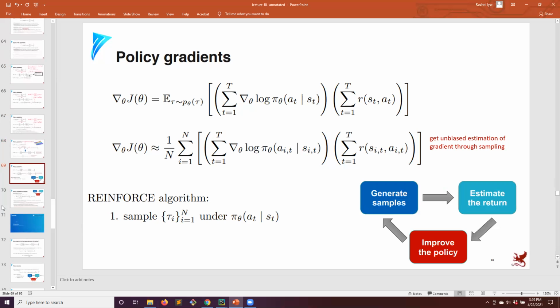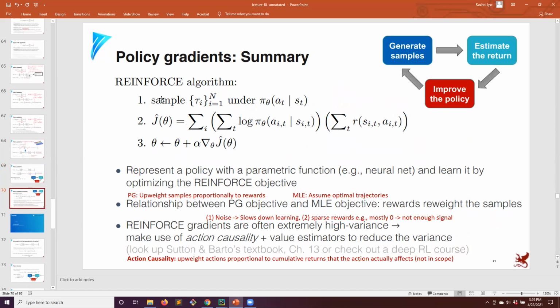Okay, I'm not sure why it cut off here, but it's basically this part where we are first sampling these n trajectories under the policy. And then we have this objective function where we are kind of upweighting these trajectories by the rewards. And once we have this objective function, you can use your favorite optimization method to find these different parameters. This is just an example of gradient descent, but you can actually use any of them.